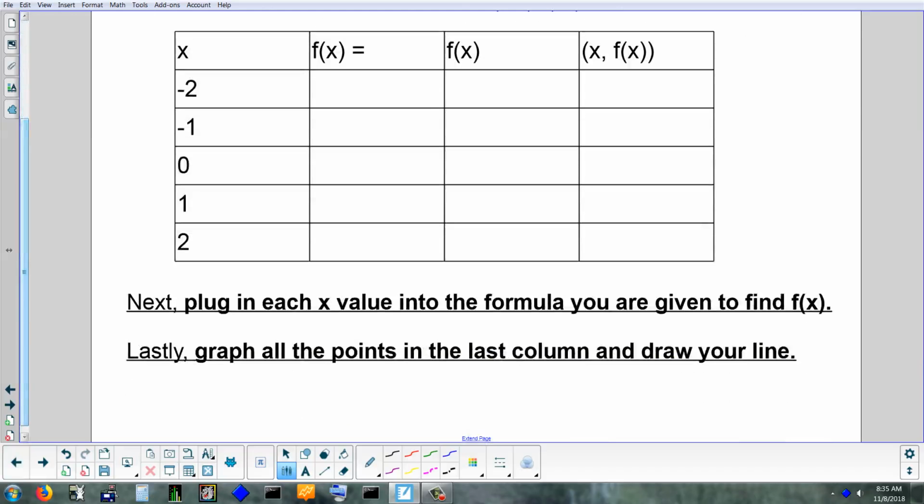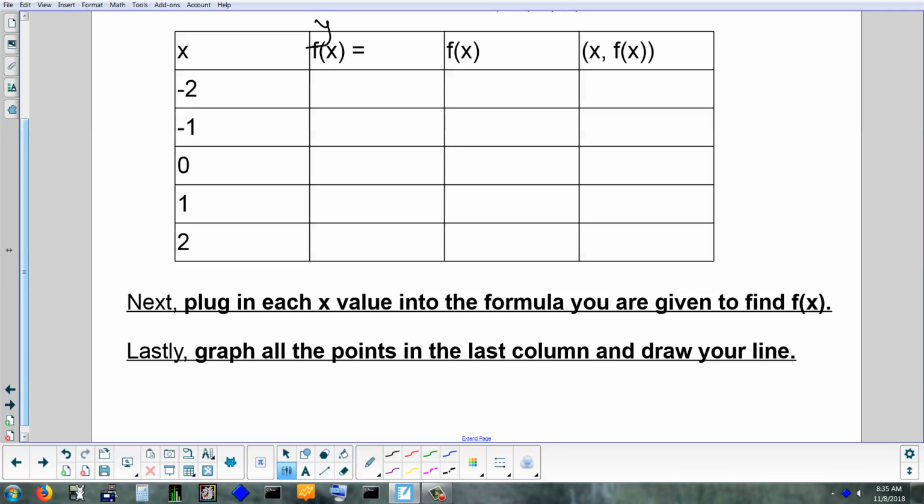So, once we set up our table, we'll have all our x values. We'll plug in each x value into the formula you were given to find f of x. So we're going to plug in x, wherever it is in the formula. If it's f of x, we're not plugging in -2 there for the f of x. We're only plugging it into where it is after the equal sign. This doesn't matter because it means the same as y equals. So we're not plugging in there, we're only plugging in where it's next to a number.